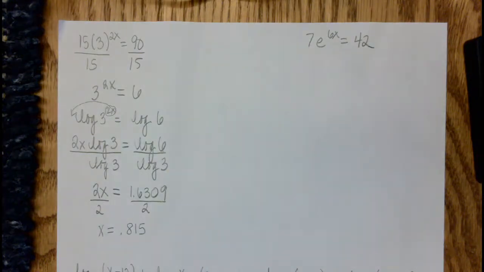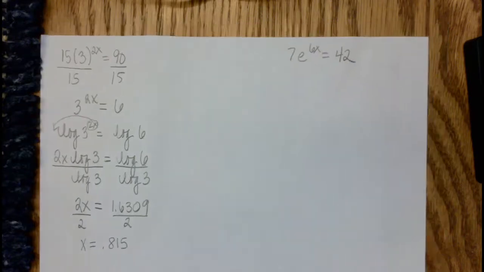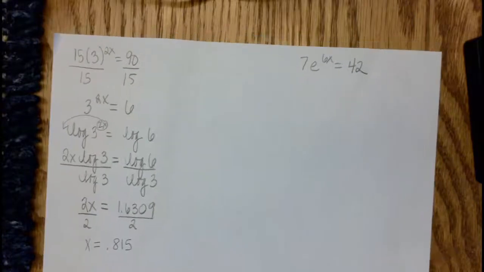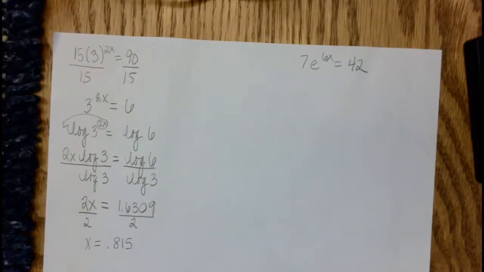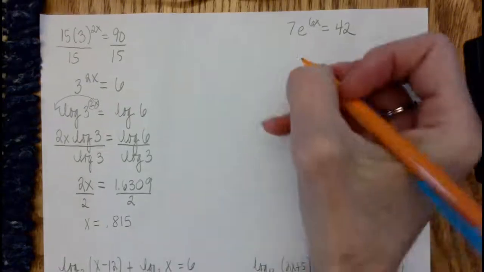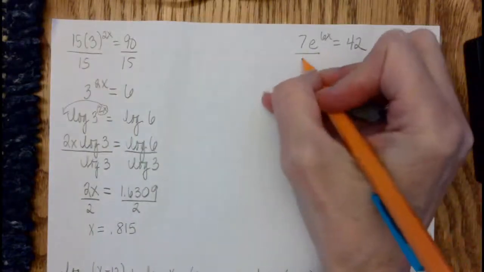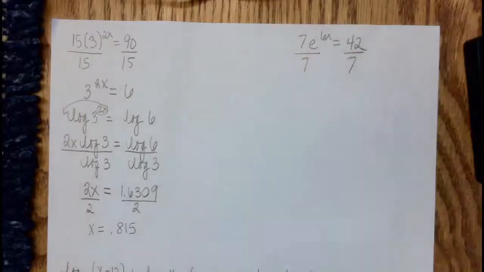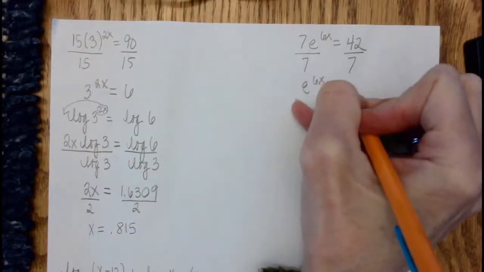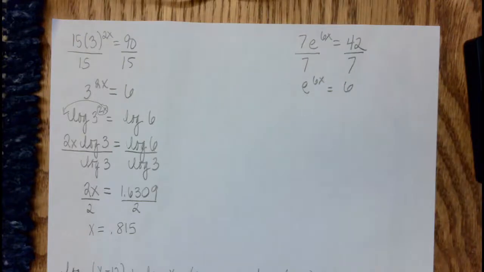Very similar with the problem to the right. We're going to be solving for an exponent, which means we're going to have to use a logarithm. But the difference on this problem compared to the previous problem is that there's an e in it. But we still start by dividing both sides by 7. And we get e to the 6x equals 42 divided by 7, which is 6.